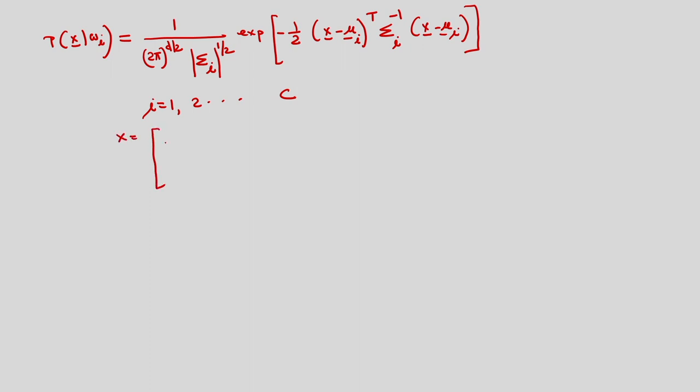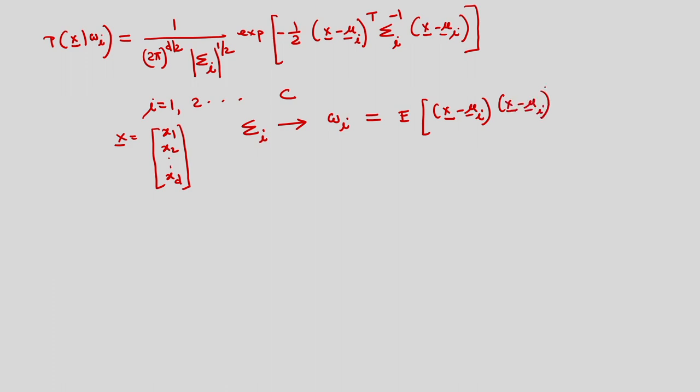x is a d-dimensional feature vector, x1, x2, up to xd. This is the feature vector x, and we are considering c number of classes. This is the covariance matrix for the class omega i. What is actually this covariance matrix? The covariance matrix for the class omega i is nothing but the expected value of x minus mu i, x minus mu i transpose.